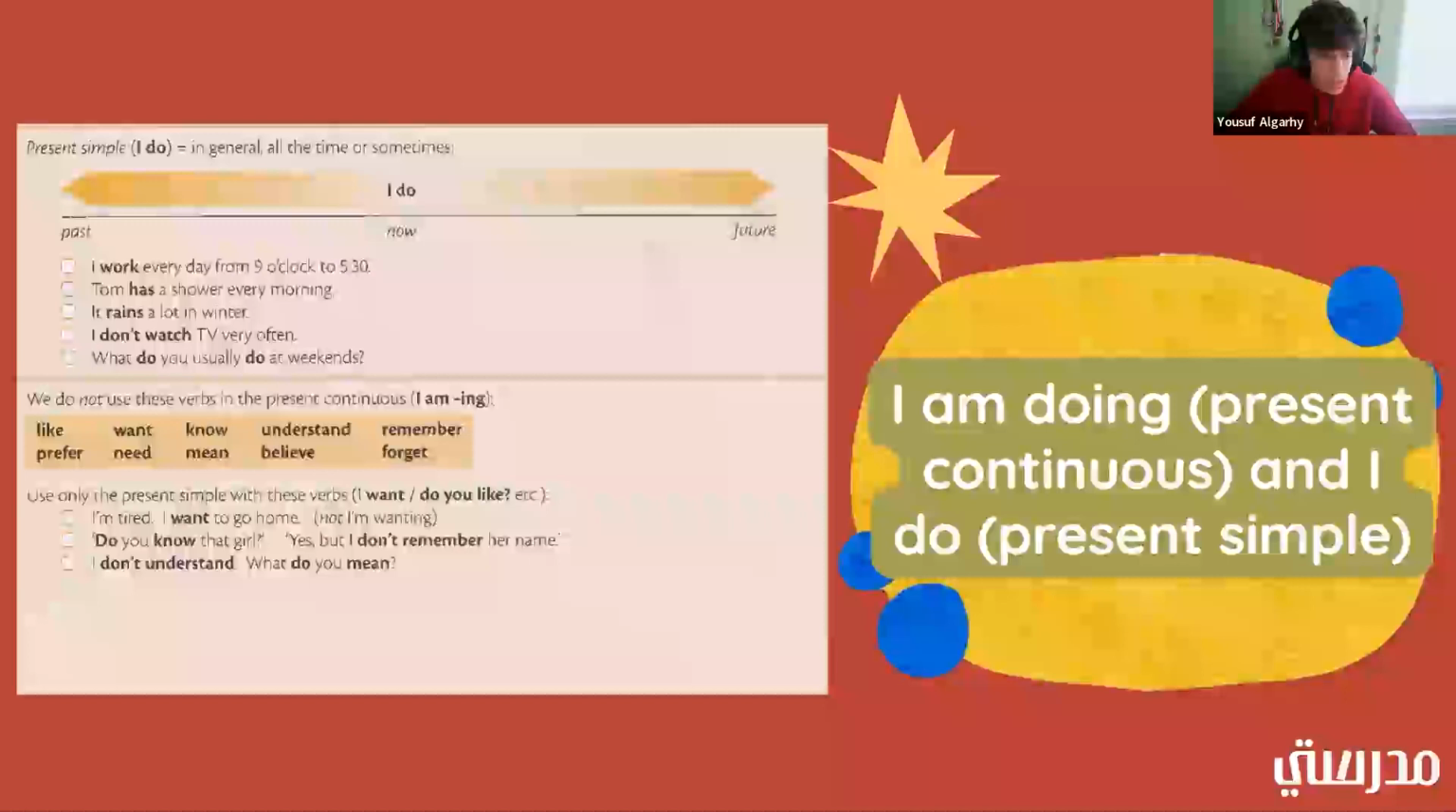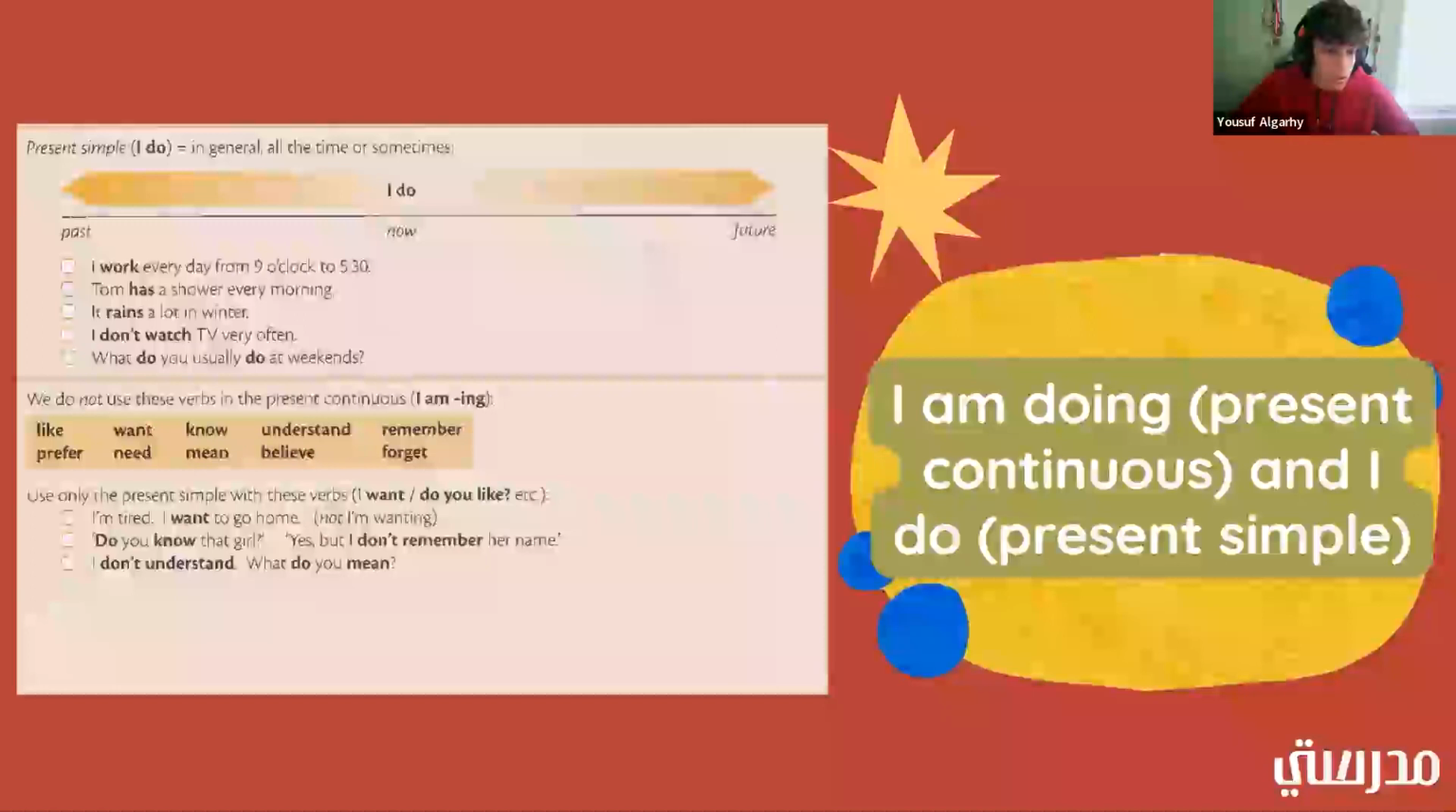It rains a lot in winter. I don't watch TV very often. What do you usually do at weekends? Okay. We do not use verbs like these, like the ones in the box, in the present continuous. So we don't use like, want, know, understand, remember, prefer, need, mean, believe, forget, anything like that.